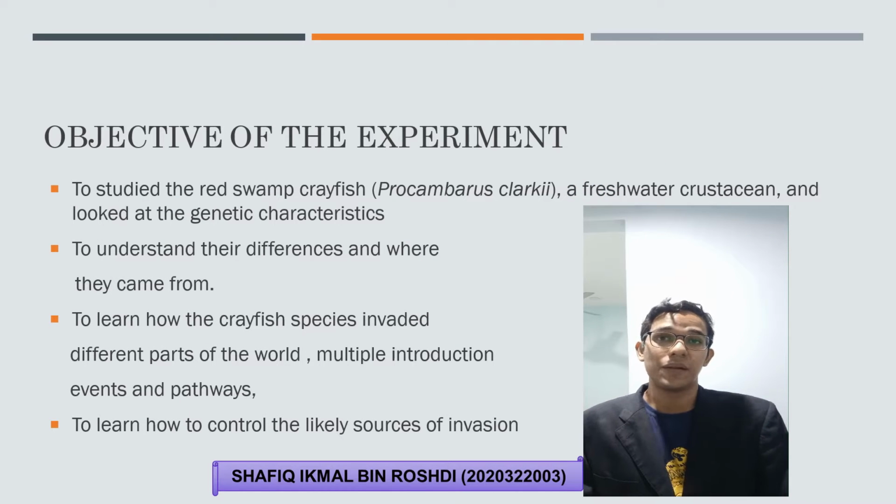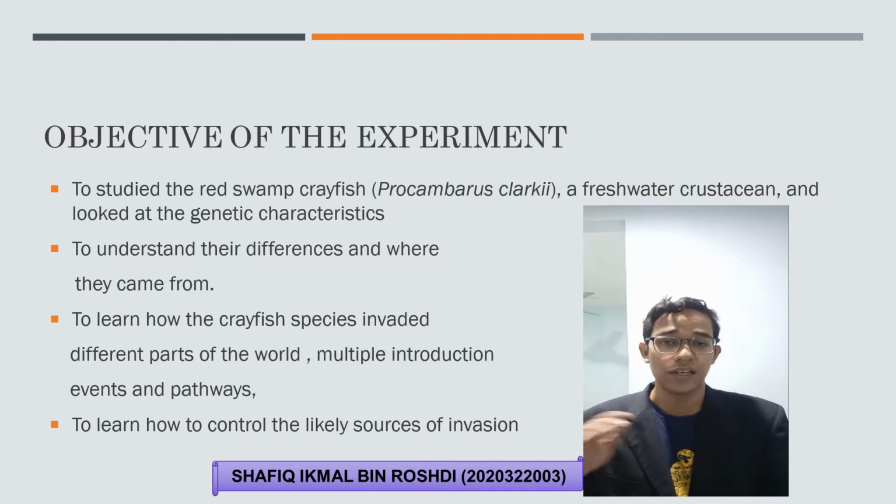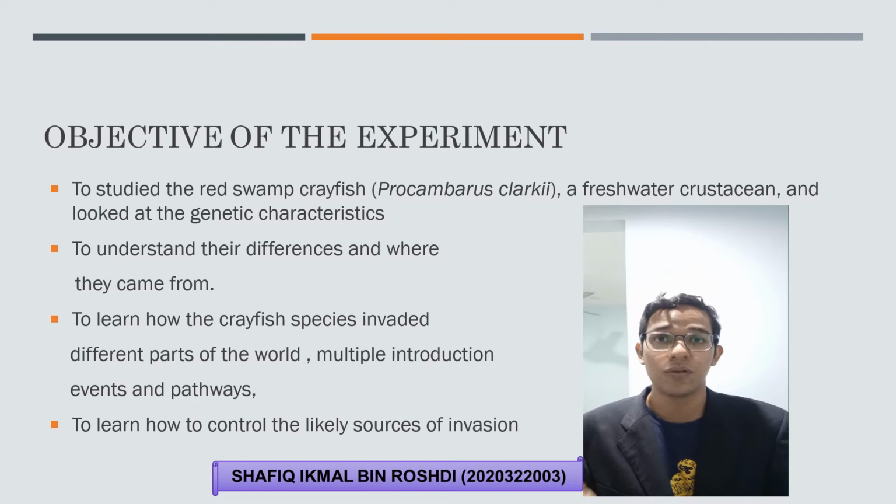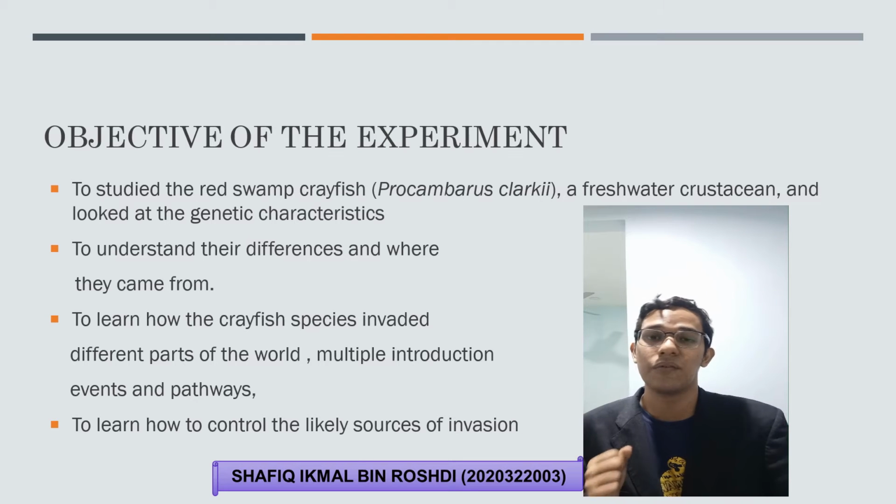The objective of this experiment is to study the red swamp crawfish and look at the genetic characteristics to understand their differences and where they come from, to learn how the crawfish species invaded different parts of the world through multiple introduction events, and to learn how to control the likely source of invasion.